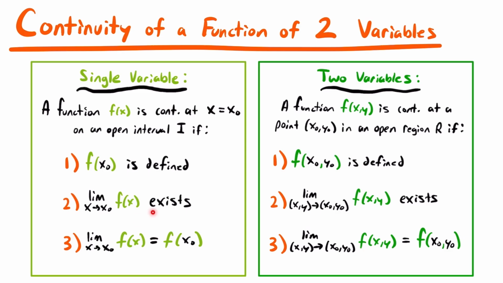And we can extend this definition of continuity to functions of two variables. A multivariable function, f of xy, is continuous at a point x sub 0, y sub 0 in an open region R if the following three conditions are met.